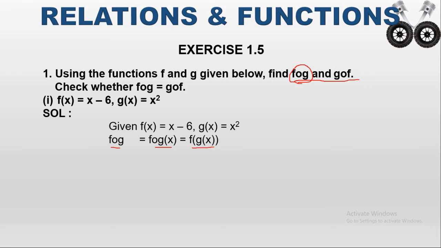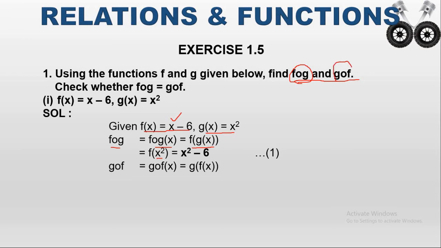Very first we have to substitute the value for g of x. What is the value for g of x? g of x is x square. So, instead of g of x, you have to write x square. It will become f of x square. Next, what is the value of f of x? f of x is x minus 6. Wherever there is x, we have to substitute x square. So, instead of x, substitute x square. It will become x square minus 6. Keep this as your equation 1.